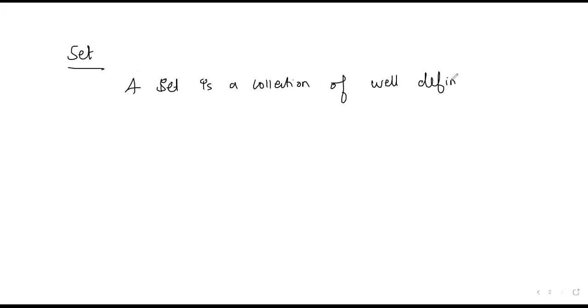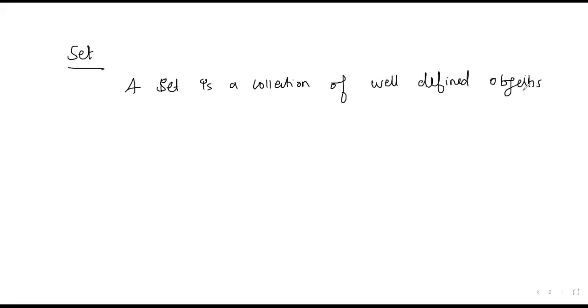We'll have some basic definitions of set theory, and I'll give some examples for them in this video. So first, I'm going to discuss what is a set. As a formal definition, a set is a collection of well-defined objects.